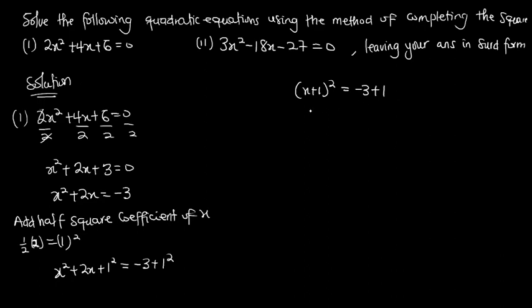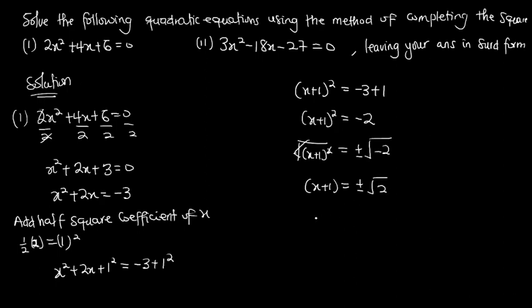So I have this over here. So I have x plus 1 squared is equal to negative 3 plus 1, which will give me negative 2. So from here, I have to get rid of the square sign so that I can find my x. So I find the root: x plus 1 squared is equal to plus or minus the root of negative 2. This will cancel this, so I have x plus 1 is equal to plus or minus the root of 2. So x is equal to, I send a positive 1 to the other side, so it becomes minus 1 plus or minus the root of negative 2.